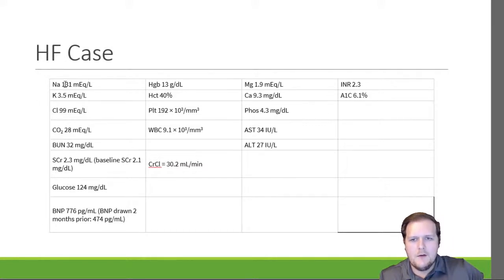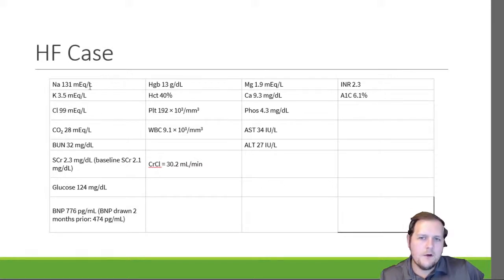So right away, notice that the sodium is 131. Usually a normal is like 135 to 145. So why would she have low sodium? Well, she's on a loop diuretic, right? So that makes sense. You would lose sodium. That's the mechanism of the drug. That's how it works, right?